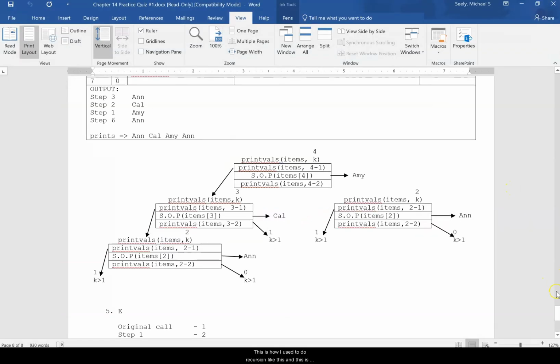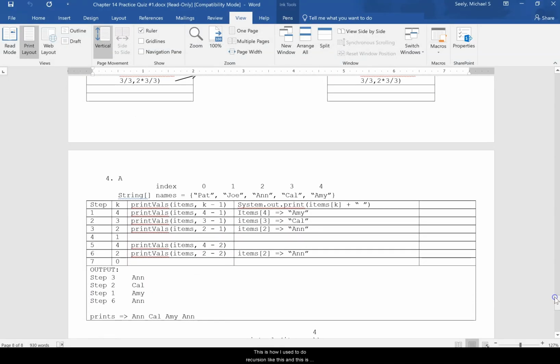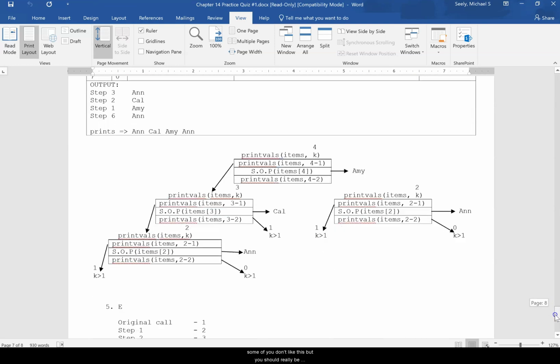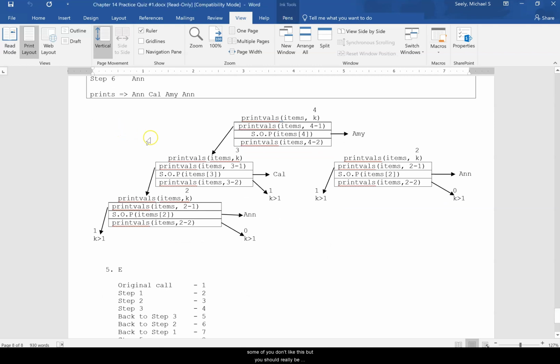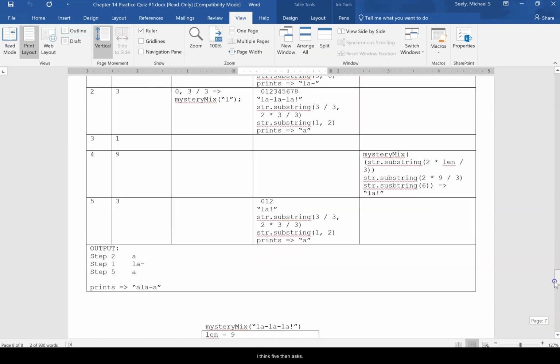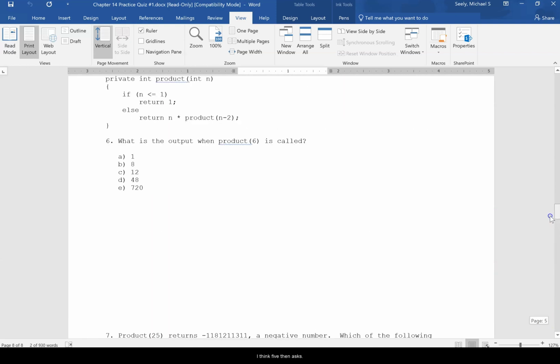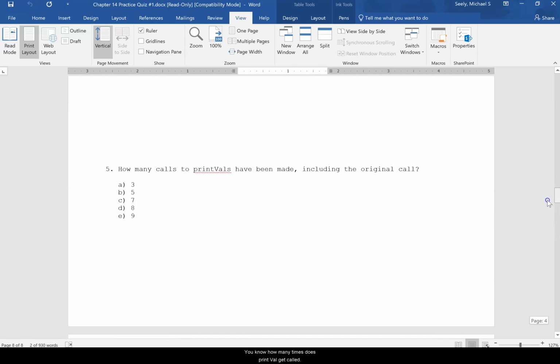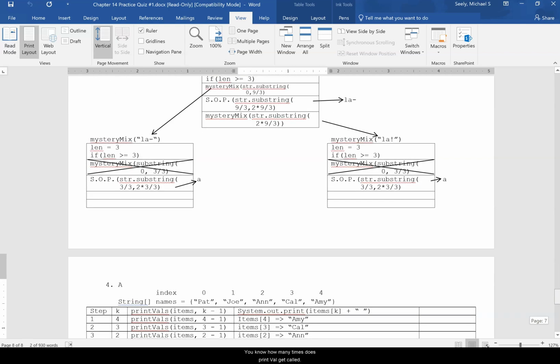This is how I used to do recursion like this, and this is just not a good way to do it. I put it in there just in case some of you don't like this, but you should really be doing it this way with the tables. It makes it a lot easier. So I think 5 then asks, how many times does print vowels get called?